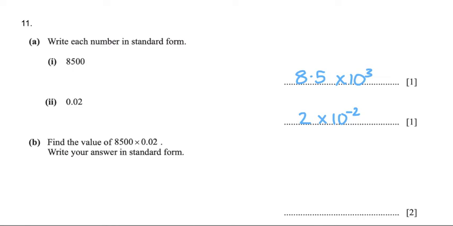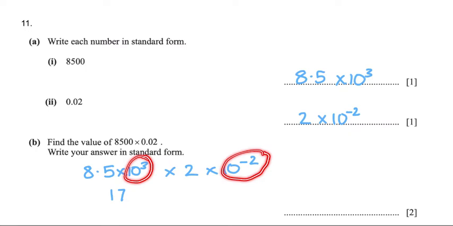So if I'm multiplying them together, I've already got them in standard form there. That means I have 8.5 times 10 to the 3 times 2 times 10 to the minus 2. I can do the numbers first, so I could just do 8.5 times 2, and that gives me 17. And then I can do 10 to the 3 times 10 to the minus 2, and we know that if we're multiplying, we add the indices together. So that's going to give me 3 minus 2, which is 1. So 17 times 10 to the 1.